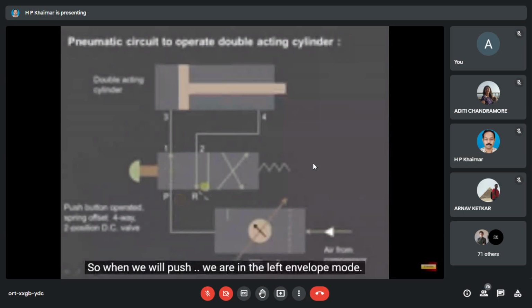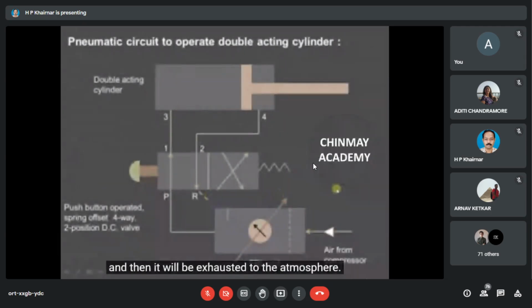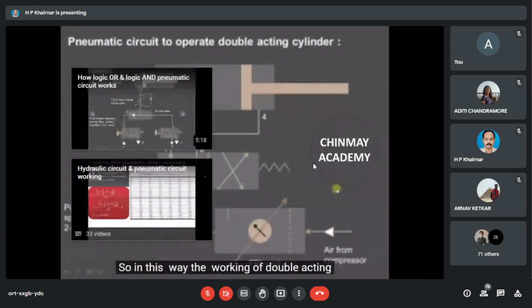And now the air from the compressor causes the piston to move forward, and the air from the other side, that is the rod side, goes out. From port 4, it will enter into port 2. And this is the working of the double acting cylinder.